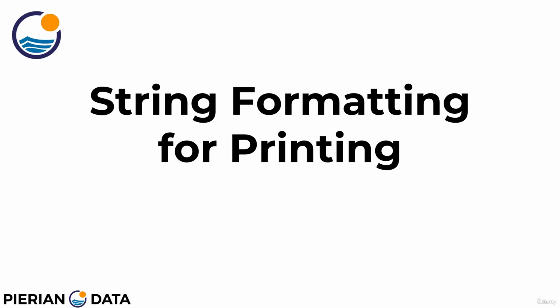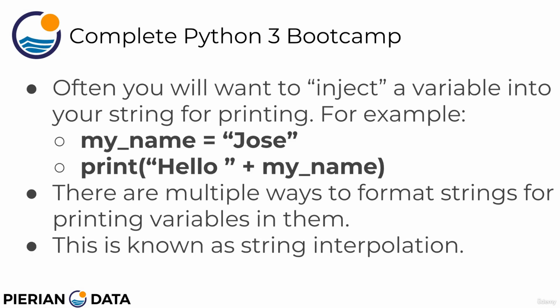Welcome back, everyone. Let's now discuss string formatting for printing. Often, you're going to want to be able to inject a variable into your string for printing. So we already learned about concatenation. For example, you may have a variable called myname equal to Jose, and you want to print the phrase hello Jose. So what you may end up doing is say print, and then inside of that print function you say hello and concatenate it with the myname variable.